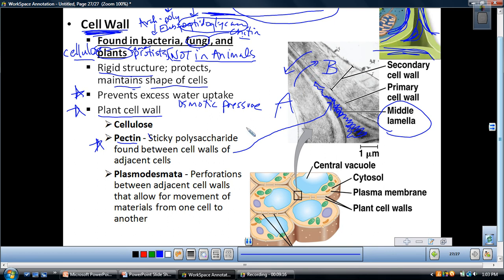So what you would find are little perforations, little holes in the cell wall that they would have sporadically that would allow for the transport of molecules between cells. Those holes are called plasmodesmata. They're perforations between adjacent cell walls that allow for movement of materials from one cell to another.